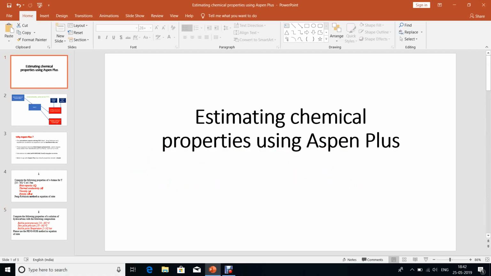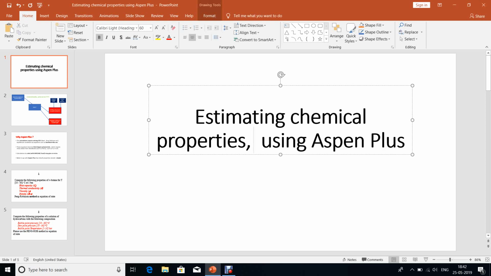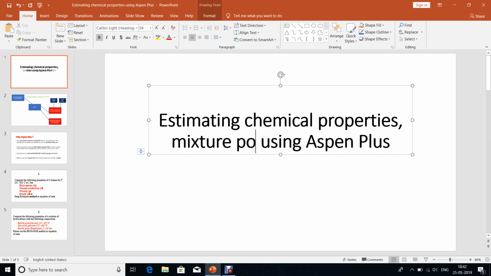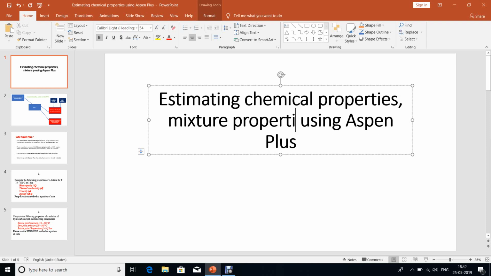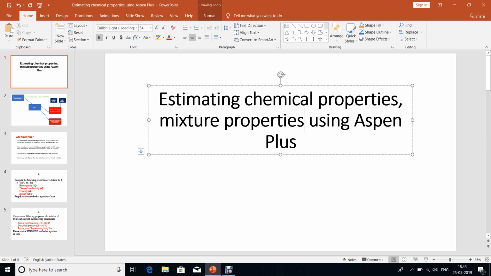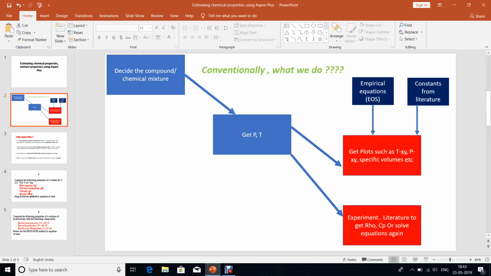Hello everyone. Today we are going to see how to estimate chemical properties using Aspen Plus. Chemical properties in the sense the properties say density or viscosity or any of the other properties, specific heat etc. And the other properties like TXY and PXY, that is, we can say the mixture properties using Aspen Plus. Now, what are our traditional approaches?